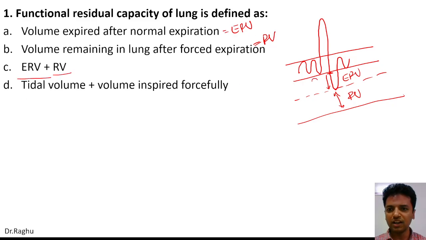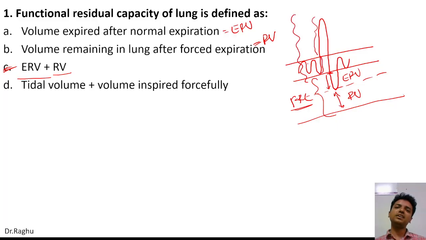What is this, ERV plus RV? Just now I discussed, it is nothing but the functional residual capacity. So this option is a correct option. Tidal volume plus volume inspired forcefully. So tell me, what is this? This is the tidal volume plus volume inspired forcefully. What is this? A combination of TV and IRV? Yes, exactly. It is nothing but our inspiratory capacity.